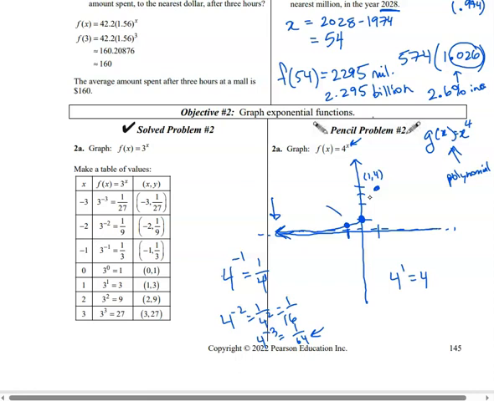4 to the -1. I like to always use -1 for x. That gives us a nice point, the point -1, and then 1/4. And then we will also have points like 2, 16, because 4 squared equals 16. So it's going to shoot off the charts. I can't even put that point on my graph. It's just going to be up there.